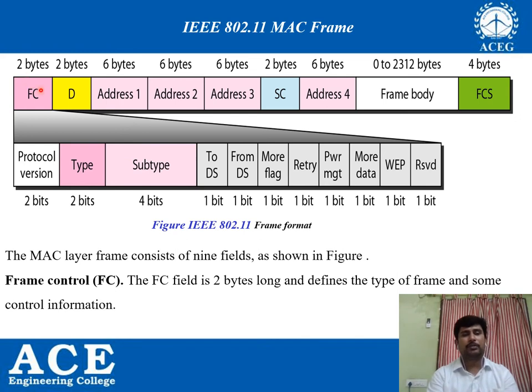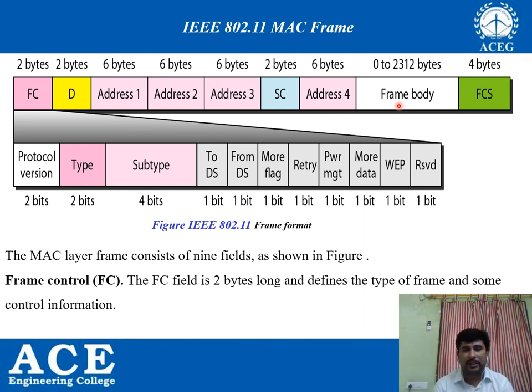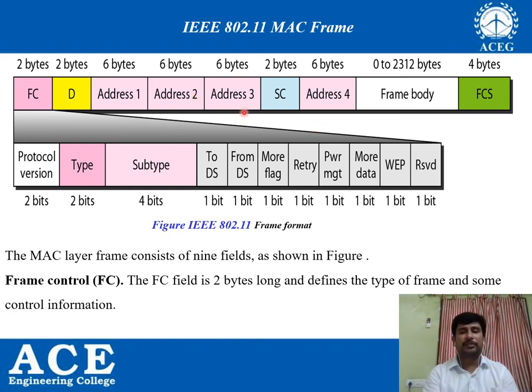Now after frame control, the next field is D, which stands for duration in remaining frames and destination ID in case of control frames. Then we have four different types of addresses, which depend on the values of To DS and From DS. Next, SC, which is sequence control, gives us a sequence number. The frame body consists of the actual data which we would like to communicate between the devices. And FCS stands for frame check sequence, which is 4 bytes long and is used for error correction. Remember, all the addresses used here are of size 6 bytes.